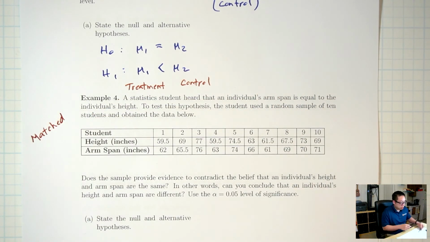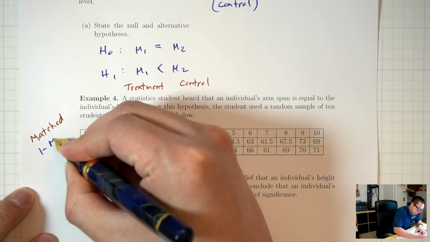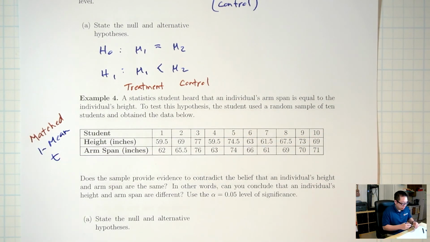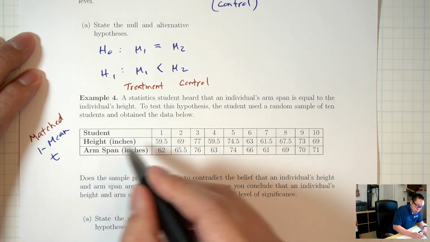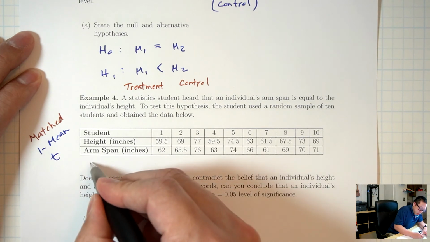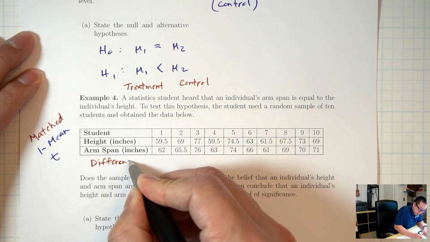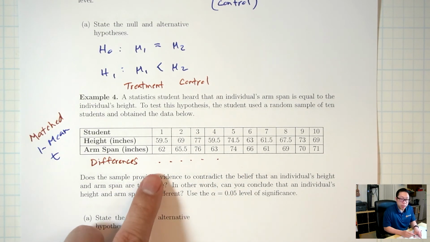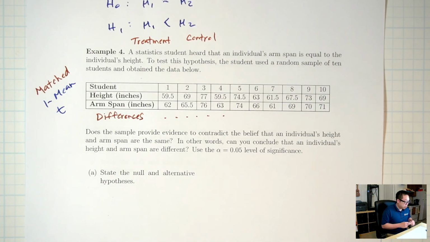And for matched situations, we run this as a one mean problem. And then we're using t's because it's mean. And for one mean match situations, what we actually do is you're going to subtract, right? You'll subtract height minus arm span. You'll find the differences. And that's your one sample that you'll work with. Part A, H0, H1.